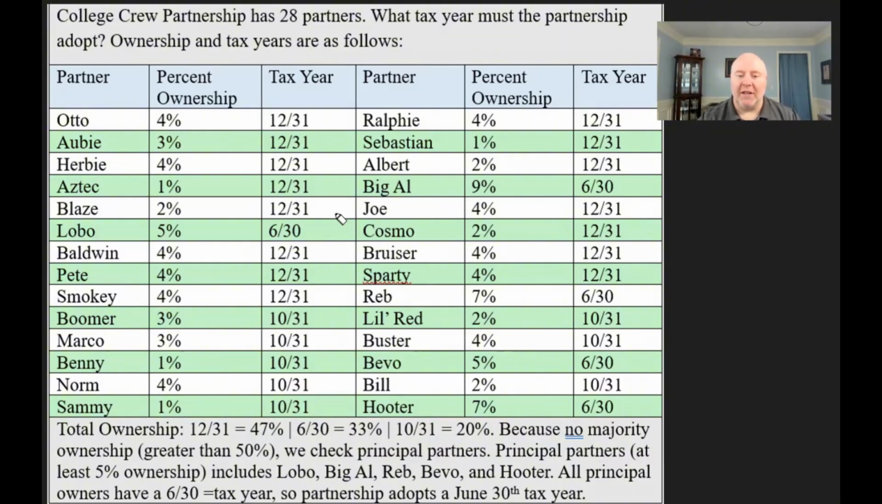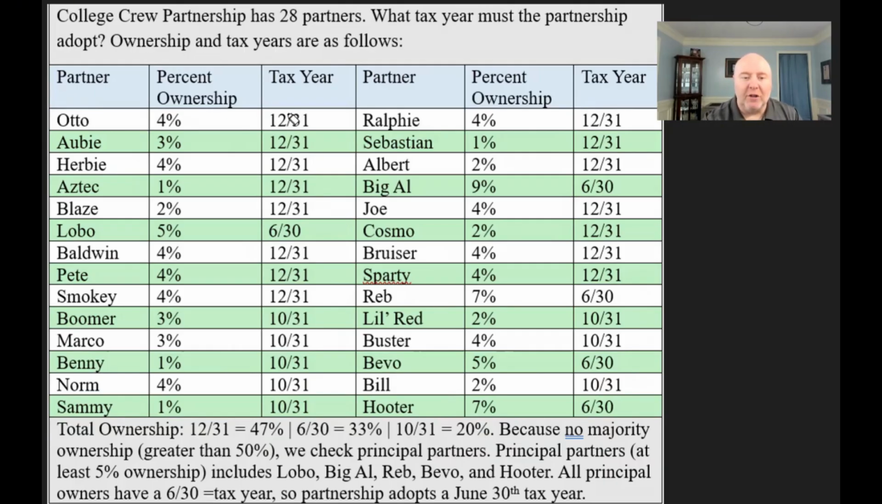Okay, so what we're looking at here is a situation where we have 28 partners in the college crew partnership, and we need to go ahead and figure out what the tax year is. Of course, the first step we always have to do is figure out: is there a majority that owns this partnership? Because if the majority has the same tax year, we need to go with that tax year.